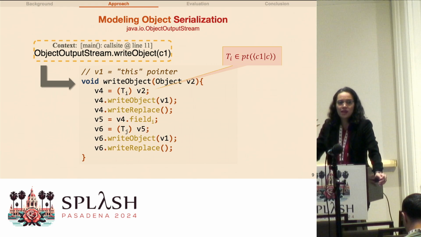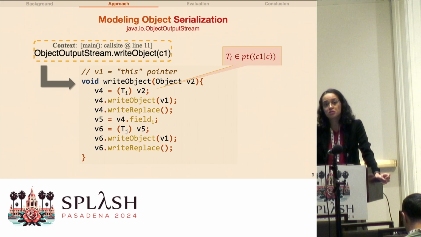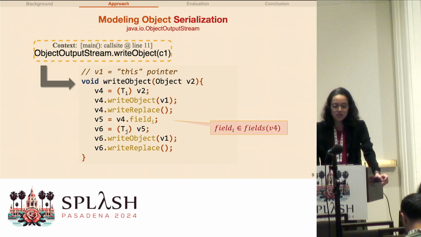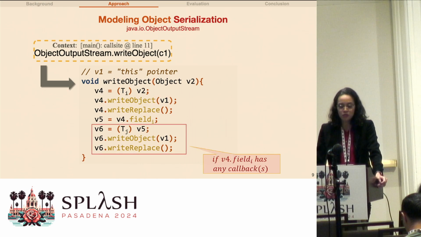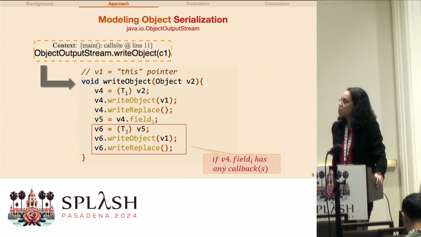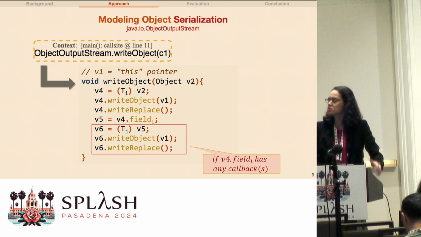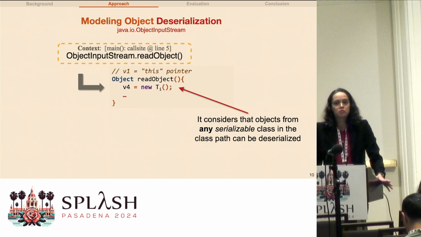Similarly, an object can contain other objects in its fields. If those fields are also serializable and they also implement callback methods, those callback methods are also invoked. As you can see on the next line, we read the values of these attributes, then we downcast them, and then we invoke any callbacks that they may have, okay? This process happens for all fields of that object. Now, that was to model writing an object. But how about reading an object?